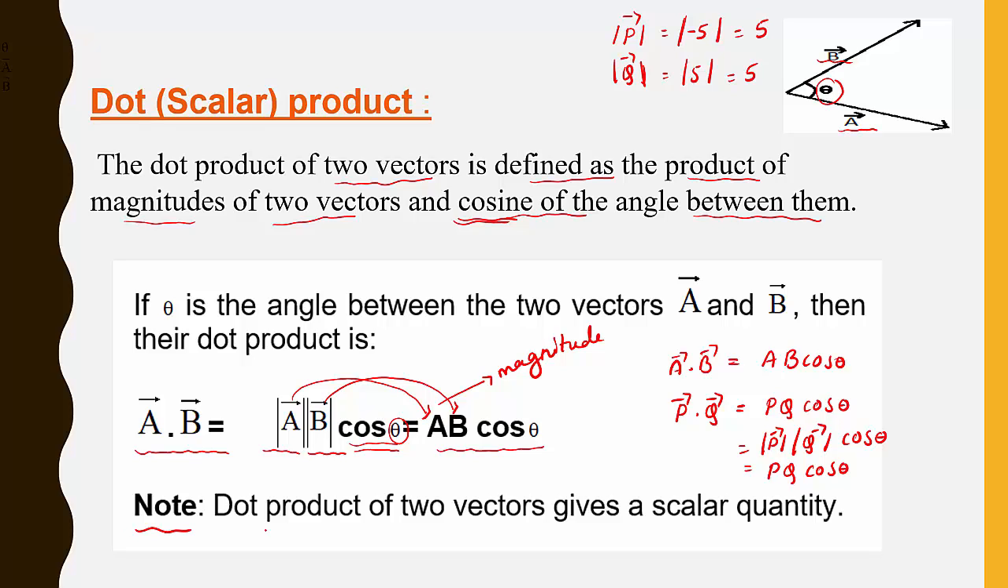Note here, observe this point. Dot product of two vectors gives a scalar quantity. Yes, we know that when two vectors are multiplied, if the answer is a scalar quantity, then we are going to call it dot product or scalar product. Is it clear? So what is dot product or scalar product? It is the product of magnitude of two vectors and cosine of the angle between them. Just remember this equation. Vector A dot vector B equal to mod of vector A into mod of vector B into cos theta, or AB cos theta.